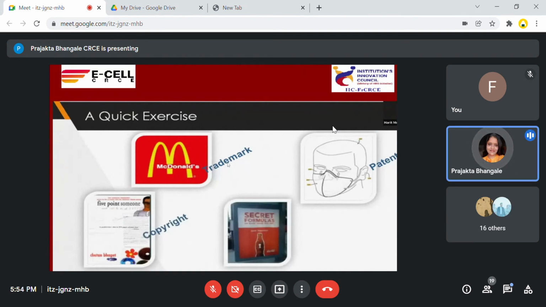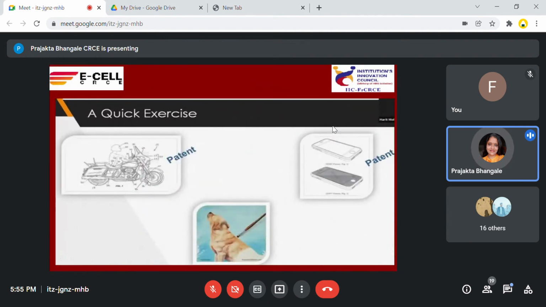Okay, so the first one is a trademark, the second one is a patent, the fourth one is a copyright. Sorry, this one is a copyright, and the last one you can say is a trade secret. So any chemical formula, any drug formula, whatever it is, comes under the trade secret. Now, next is this, I can say the design.